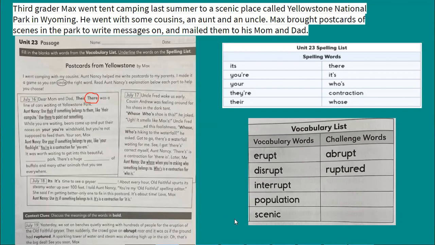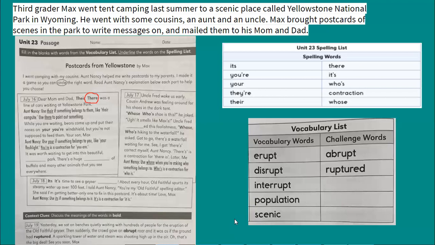July 19th. Yesterday we sat on benches quietly waiting with hundreds of people for the eruption of Old Faithful geyser. Then suddenly the crowd gave an abrupt roar, and it was as if the ground had ruptured. A sparkling tower of water and steam was shooting high up in the air. Oh, that's a big deal. See you soon, Max.